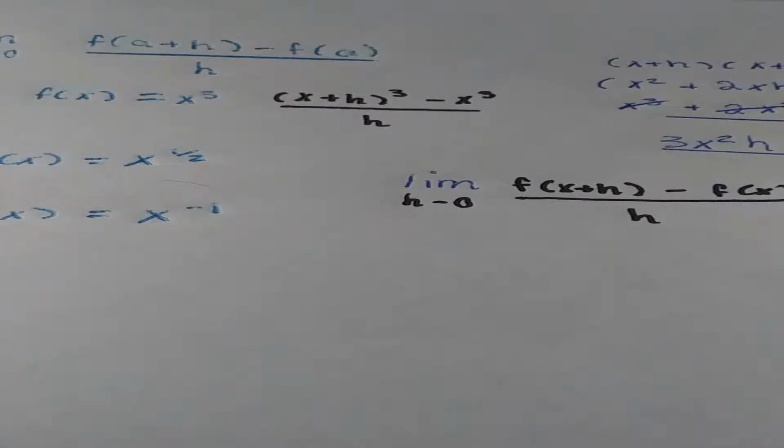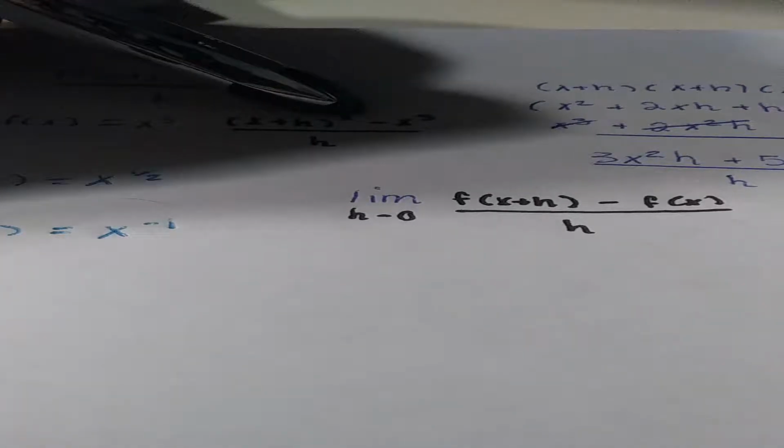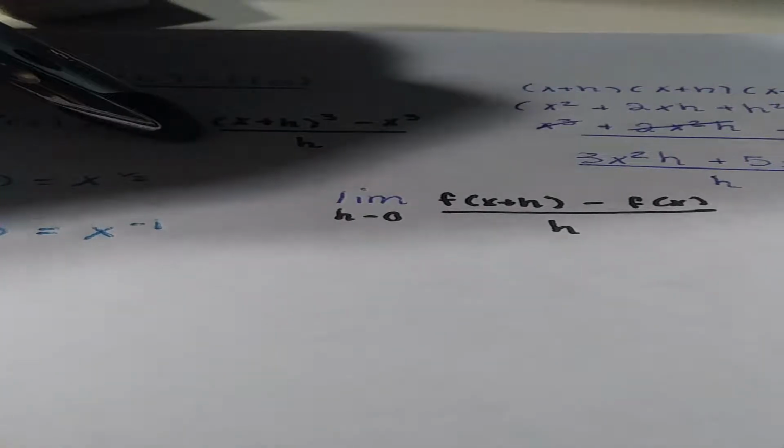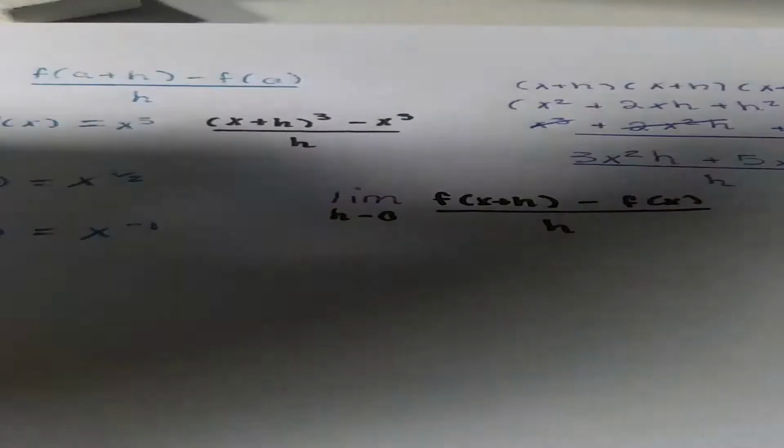But for this first function, f of x is equal to x cubed. So your f of x is x cubed. That's why we subtract x cubed, minus f of x. And then this is going to be f of x plus h, which is x cubed, so x is going to go in here plus h cubed. And all of that's going to be over h.